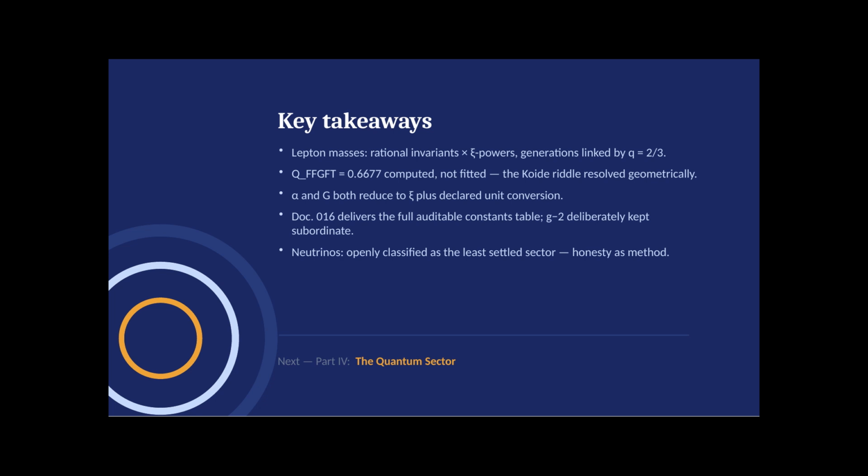Slide 32. Part 3, distilled. Lepton masses are rational invariants times powers of Greek x, with the generations linked by Q equals 2/3. The Koide number 0.6677 is computed rather than fitted, the old Koide riddle resolved geometrically. Alpha and G both reduce to Greek x plus a declared unit conversion. Lifetime ratios are the cleanest test class, no parameters, direct confrontation. And neutrinos are honestly placed in layer 3, where openness is a strength, not a weakness.